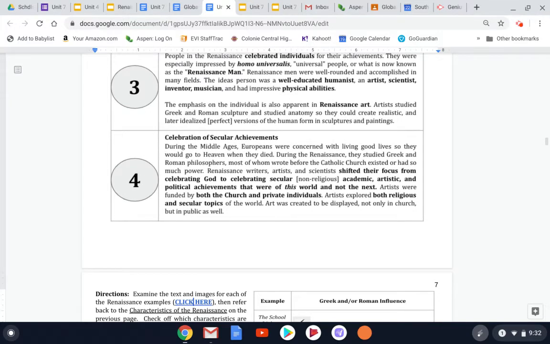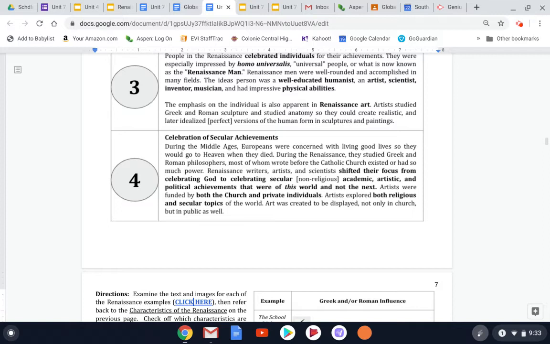And the last characteristic, number 4, is celebration of secular achievements. So there's a new term for us, secular. Secular basically means non-religious. So remember, during the Middle Ages, Europeans were very concerned with their faith, with the Christian religion. During the Middle Ages, the Catholic Church had an incredible amount of control and influence over people's lives. Almost every decision, every aspect of someone's life, was shaped by what the church was interpreting for them and controlling their hope to eventually get into heaven someday.